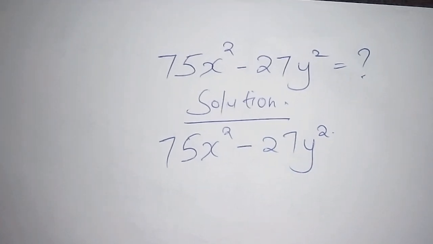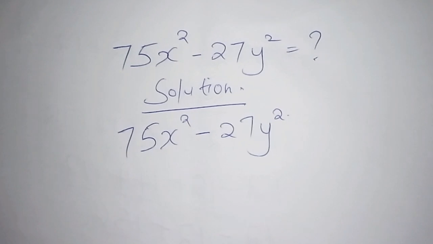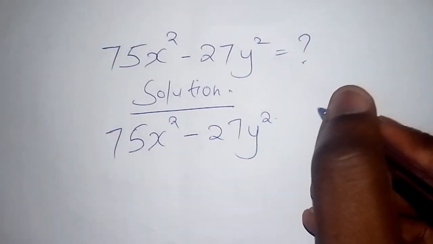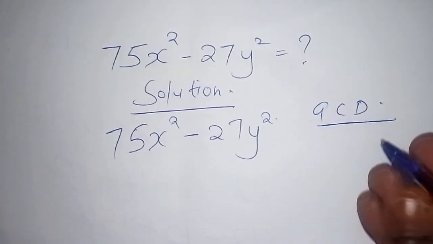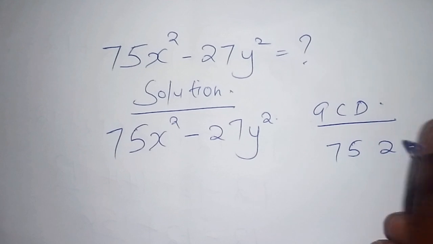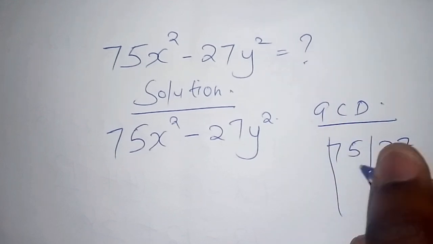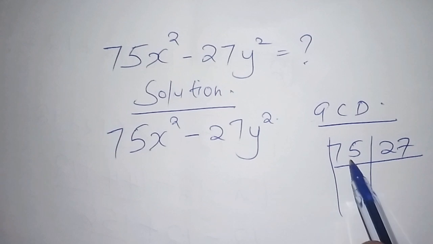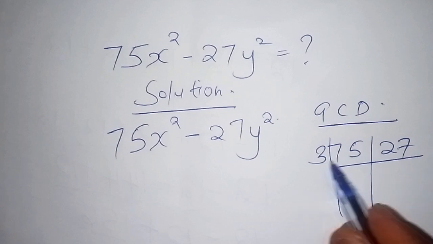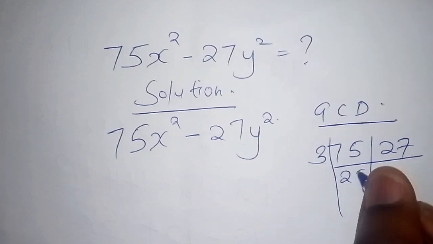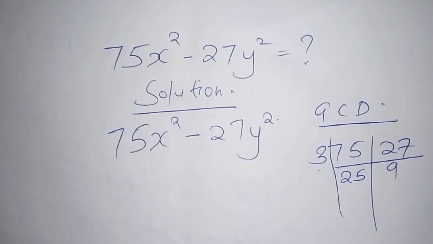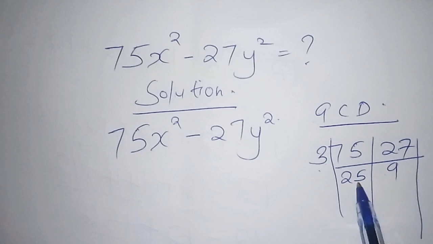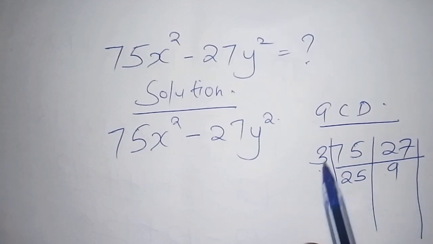The first thing we are going to do is work it out by using what is called the GCD. I hope you've learned what GCD is. GCD stands for the greatest common divisor of 75 and 27. So we are going to find the GCD of these two numbers. We are going to check the biggest number that can go into 75 and 27, and our biggest number in this case is 3. 3 goes into 75 how many times? It goes there 25 times. And 3 goes into 27 9 times. In short, there is no other number that can go into 25 and 9 without a remainder. So our GCD is 3.